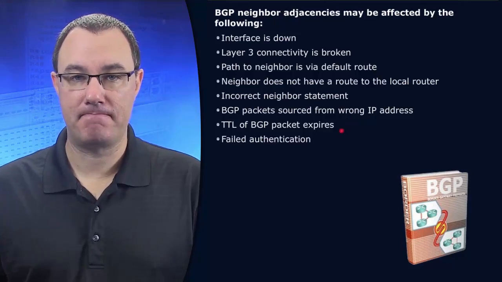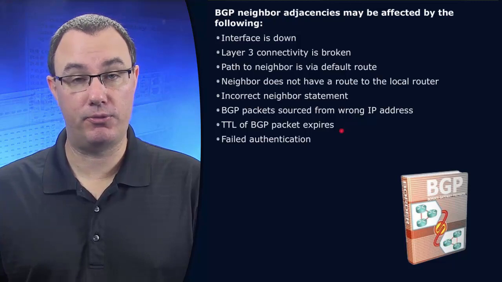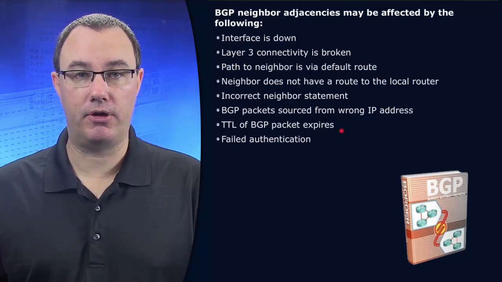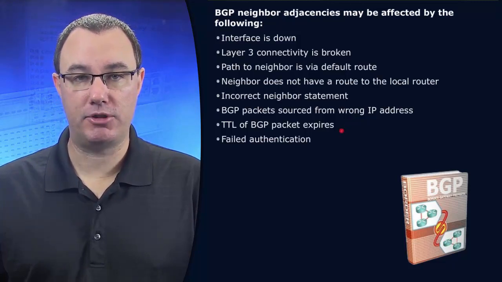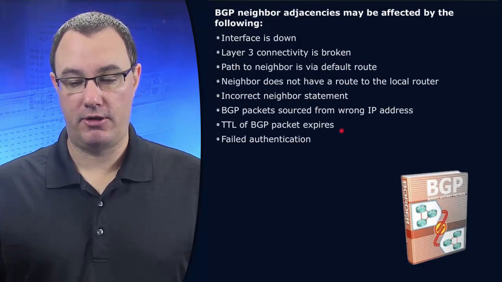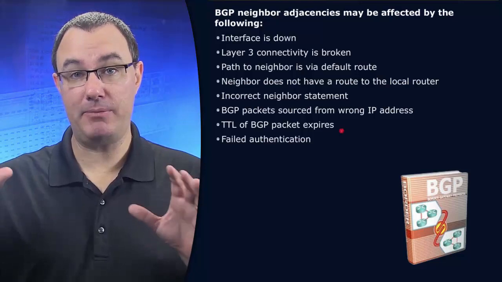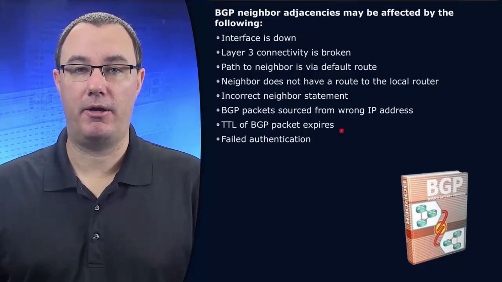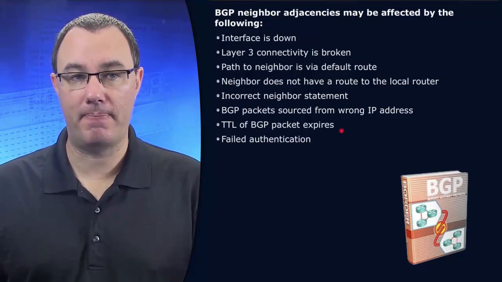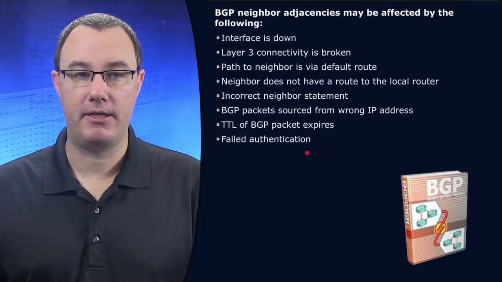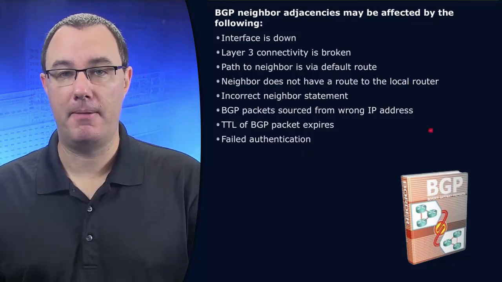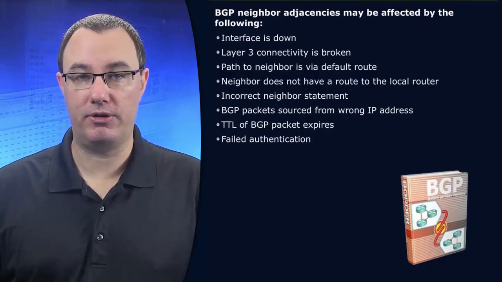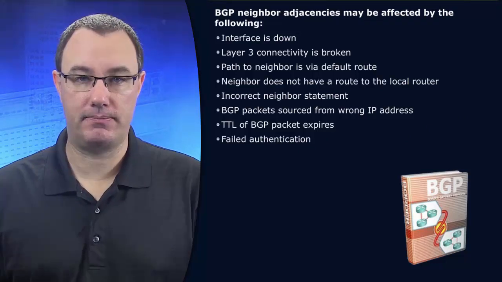eBGP has a time to live that defaults to 1, and so if our eBGP neighborships have to cross an extra router hop, we have to adjust for that. And authentication can certainly make our lives more difficult with regards to neighborship.